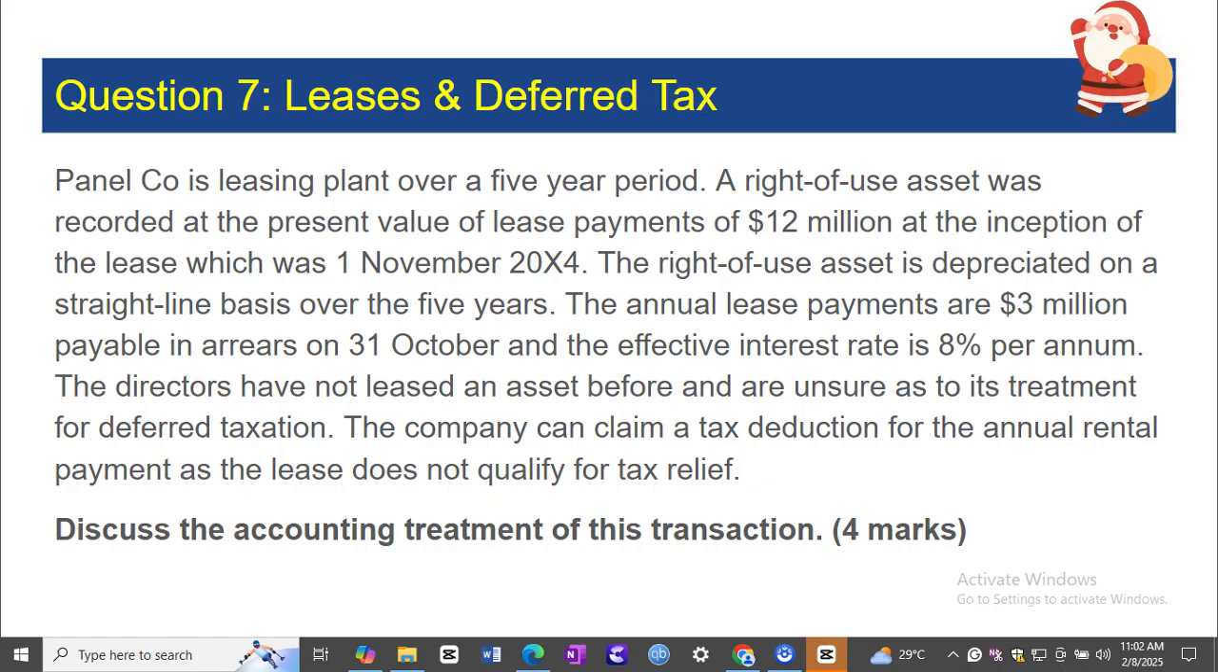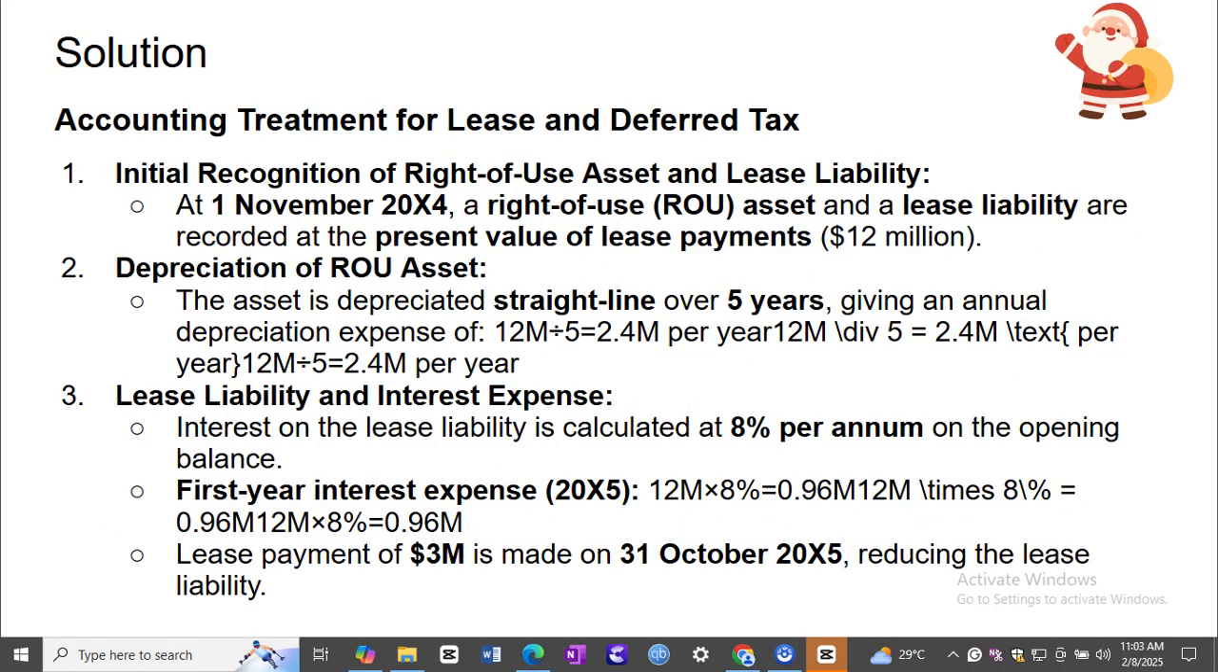Let's do it. Starting with the ROU asset, it's depreciated over 5 years, so that's an annual depreciation expense of $2.4 million. $2.4 million each year. Got it. What about the lease liability? In year one, the interest expense would be $6 million. That's 8% of that $12 million lease liability. And after they make their first payment of $3 million on October 31st, the liability is down to $9.96 million.